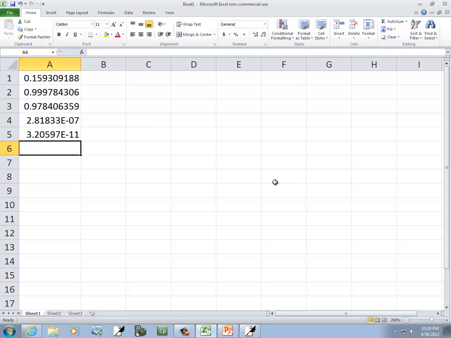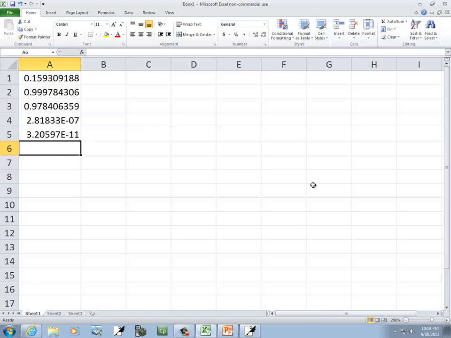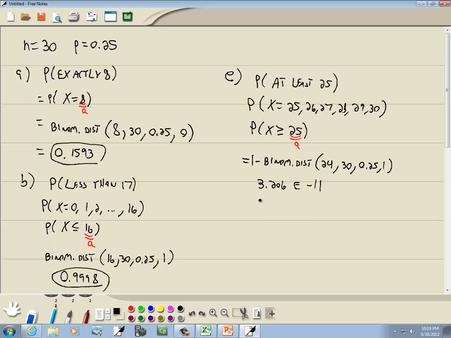So we get 3.206 e to the negative 11. So that means move my decimal point 11 places to the left. So we'd have 1, 2, 3, 4, 5, 6, 7, 8, 9, 10, 3, 2, 0, 6.